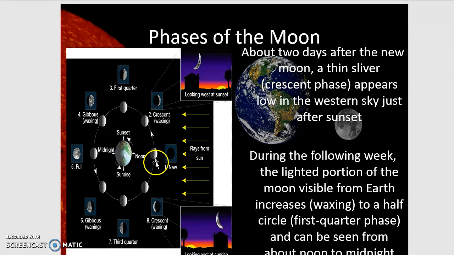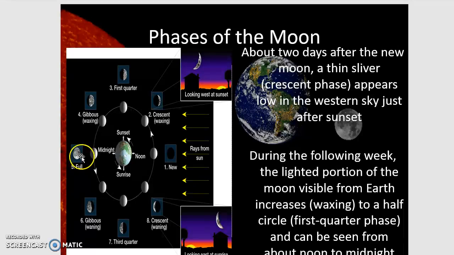So if we look at this diagram, you notice that we have the new Moon at position 1, a crescent at position 2, a waxing crescent, meaning waxing, there is more of the Moon being lit up. At position 3, we have a first quarter. Position 4, we have a waxing gibbous. Once again, waxing gibbous because we have more of the Moon lit up. Gibbous meaning more than half.